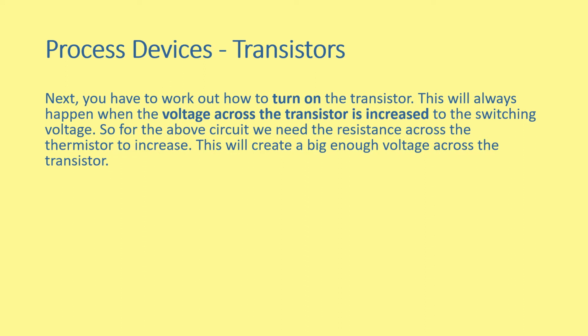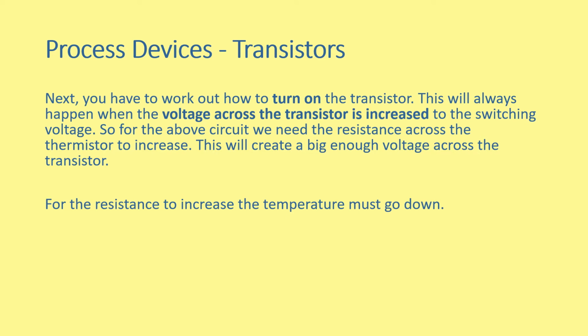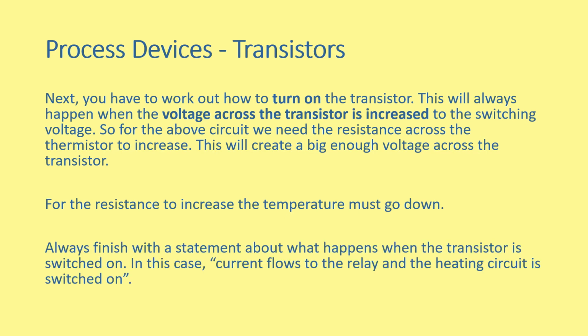Next, you have to work out how to turn on the transistor. This will always happen when the voltage across the transistor is increased to the switching voltage. So, for the above circuit, we need the resistance across the thermistor to increase. This will create big enough voltage across the transistor. For the resistance to increase, the temperature must go down. Always finish with the statement about what happens when the transistor is switched on. In this case, current flows to the relay and the heating circuit is switched on.